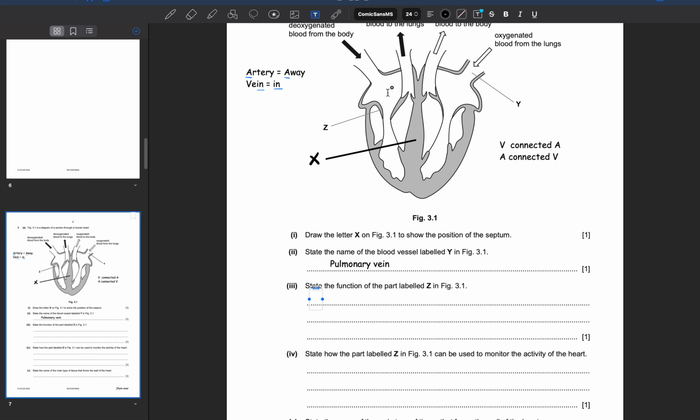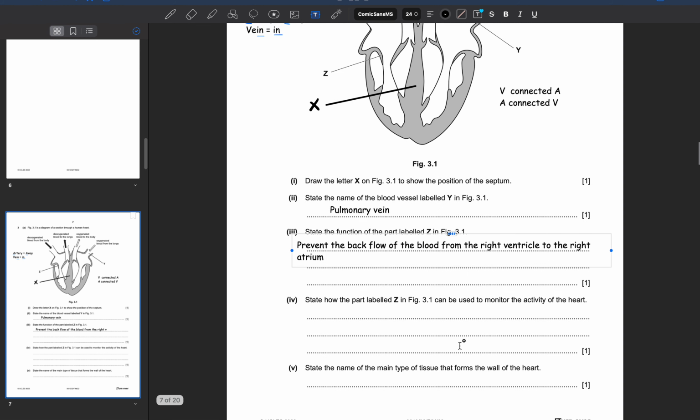So we say it prevents the backflow of the blood from the right ventricle to the right atrium. Of course, this is the atrioventricular valve, or the tricuspid valve.